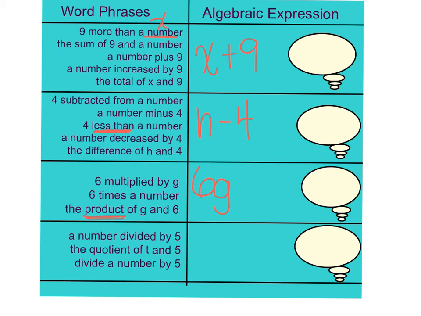The last one. A number divided by 5, the quotient of t and 5, divide a number by 5. So our number that we don't know the value of, we're going to call t, and we're going to divide that by 5. You could have also written this as t over 5, like a fraction, because remember, a fraction is a division problem.